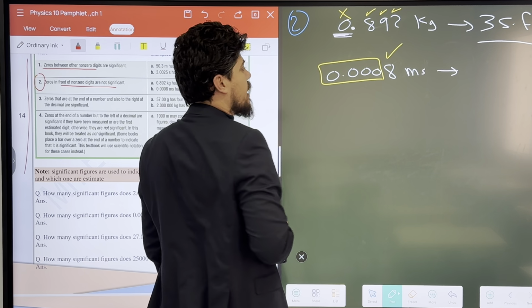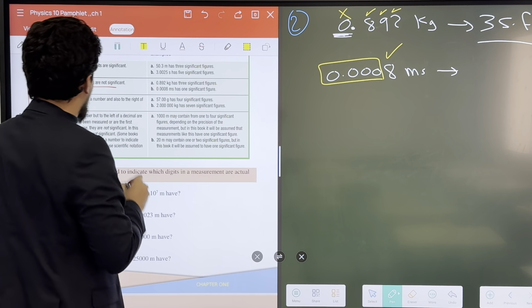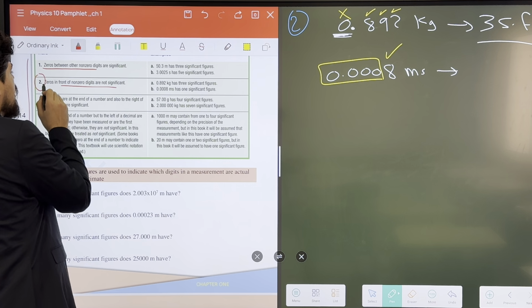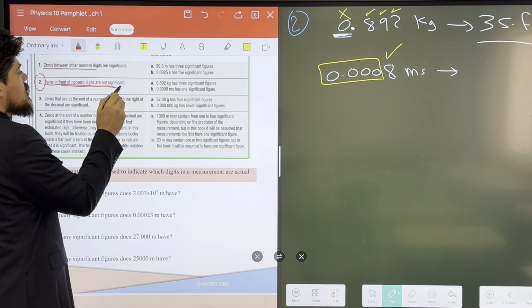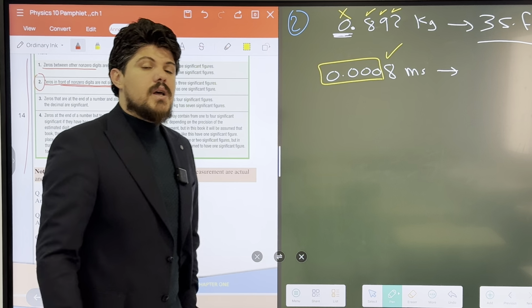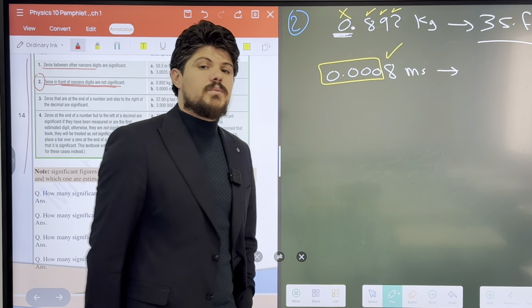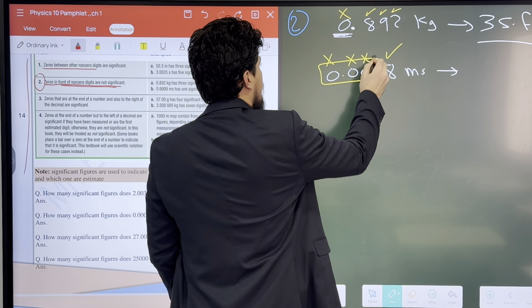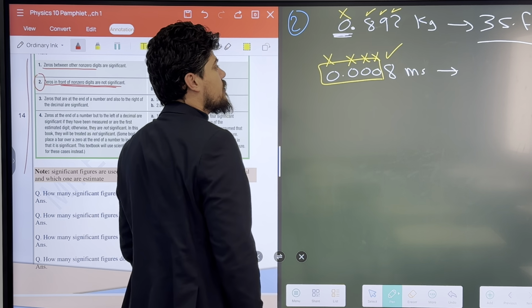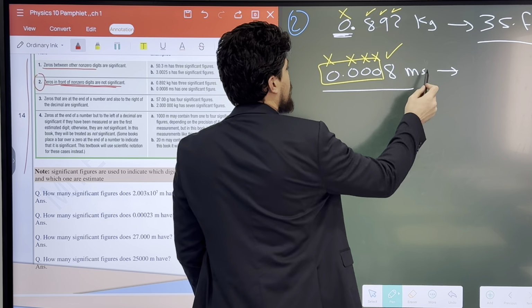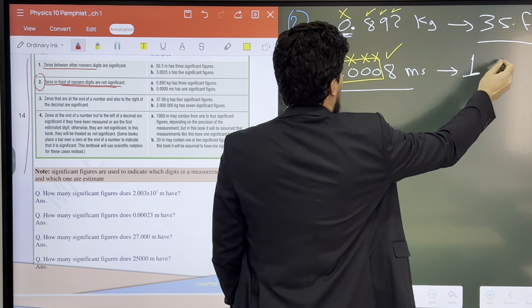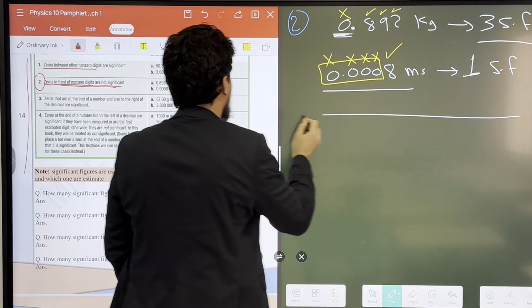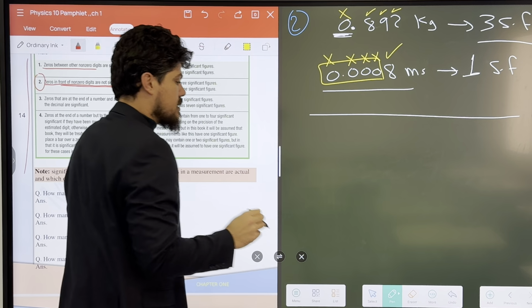These 4 zeros are located in the front of the number? Yes. According to the second rule of zeros, zeros in front of non-zero digits are not significant figures. The leading zeros cannot be considered significant figures. These 4 zeros cannot be considered significant figures. How many significant figures do we have? We have only 1 significant figure. Okay? This is the second rule.